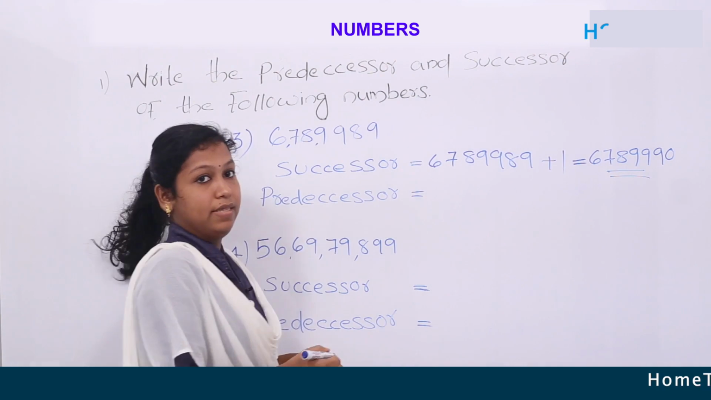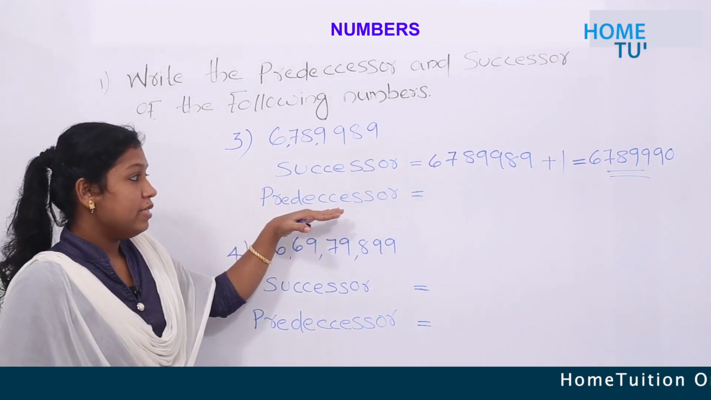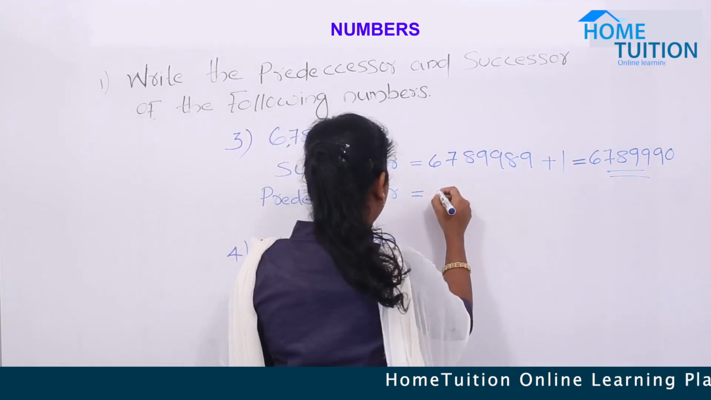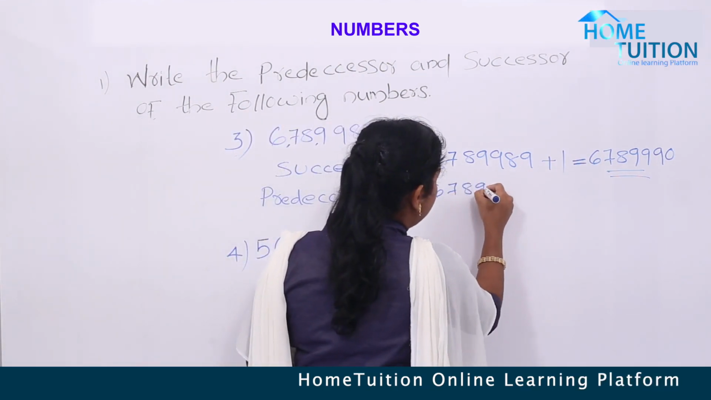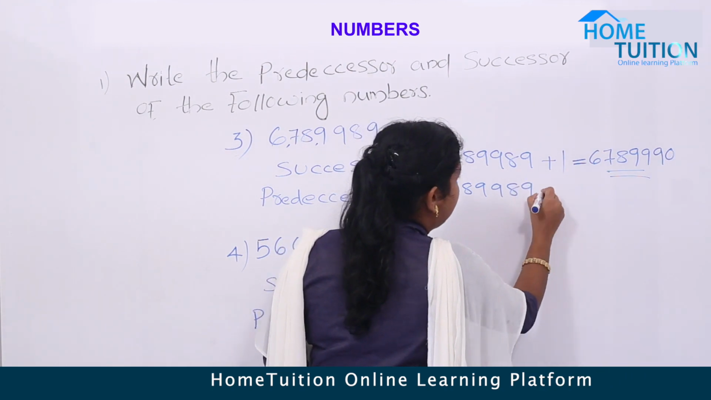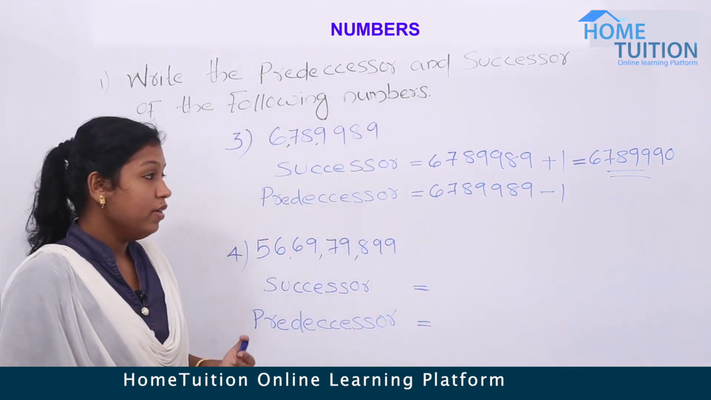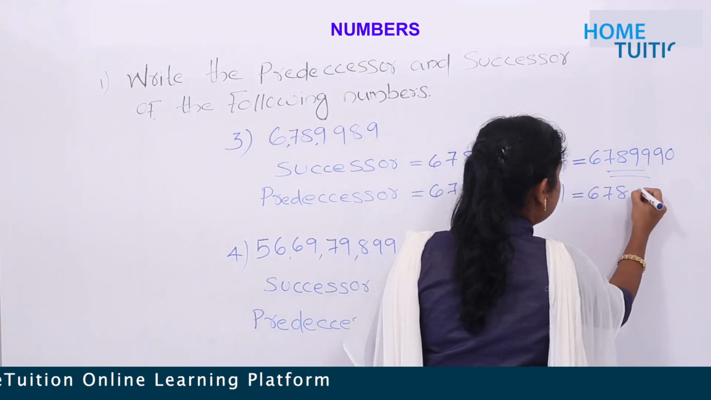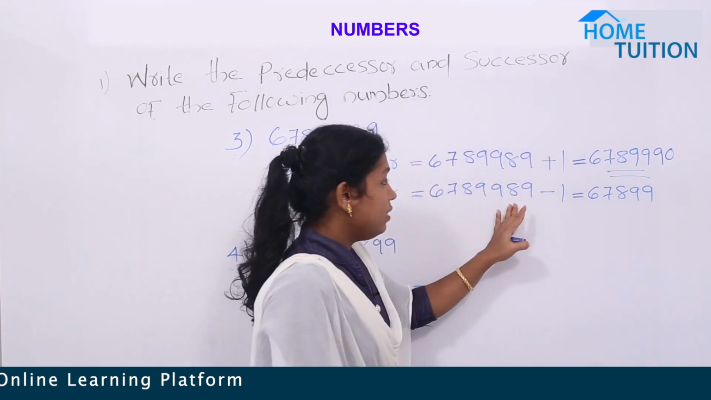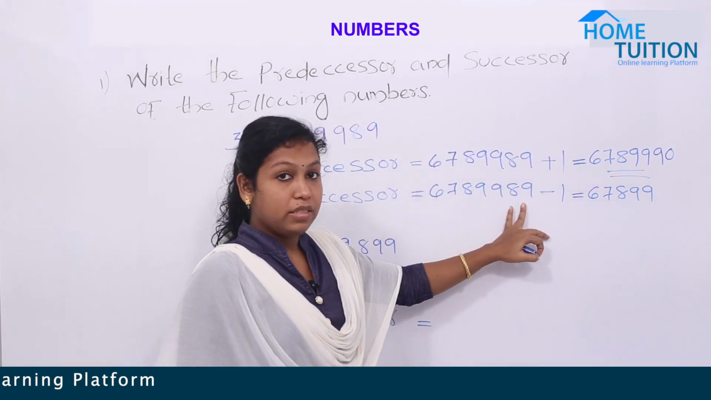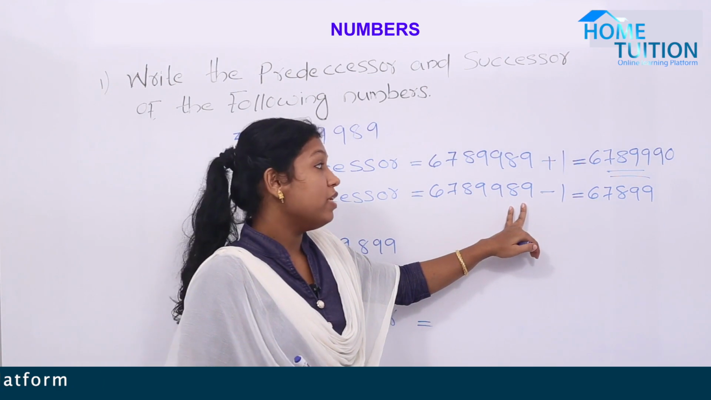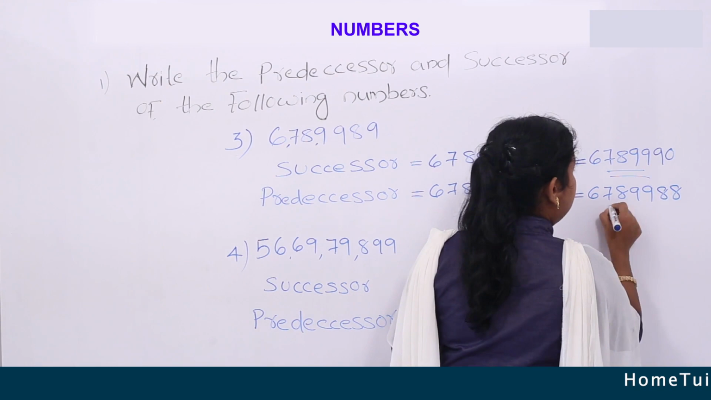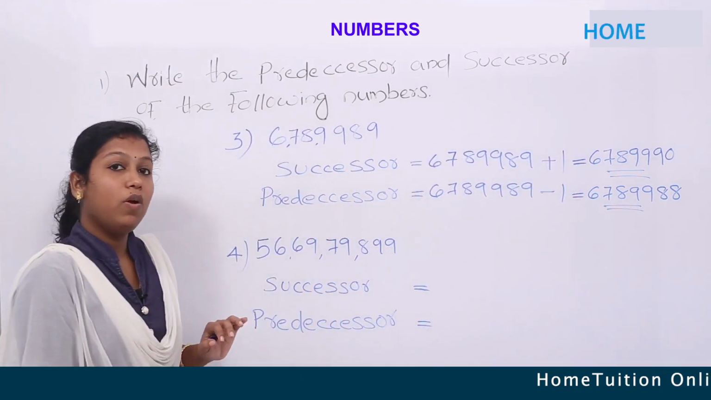This is the successor. Then the predecessor. Predecessor is less than the number, or number minus 1. So we write 6,7,8,9,9,89 minus 1. That is one less than the number. The last place is 89, and 89 minus 1 is 88. So the last number is 88. That is the predecessor.